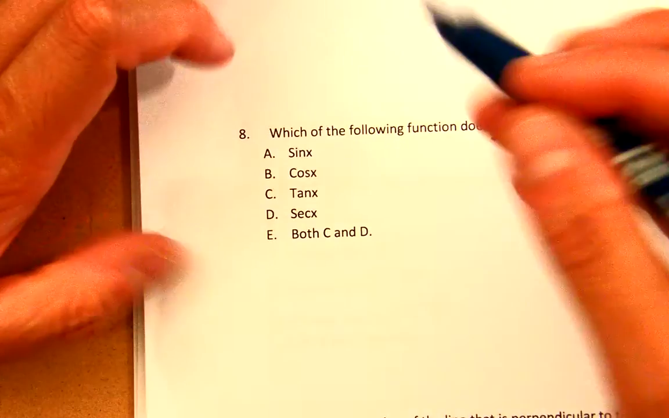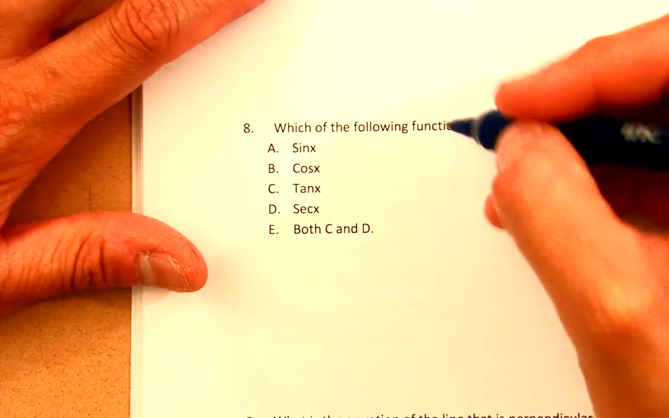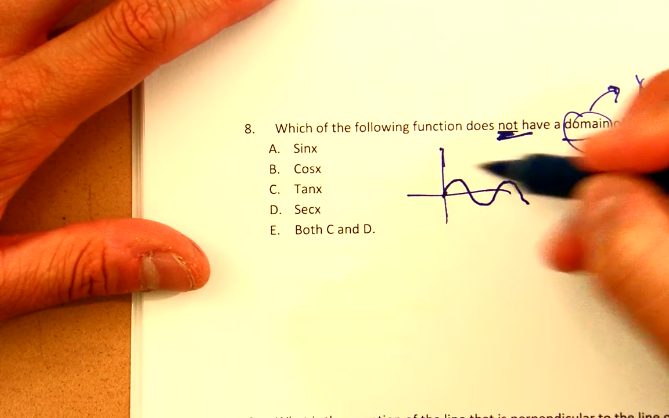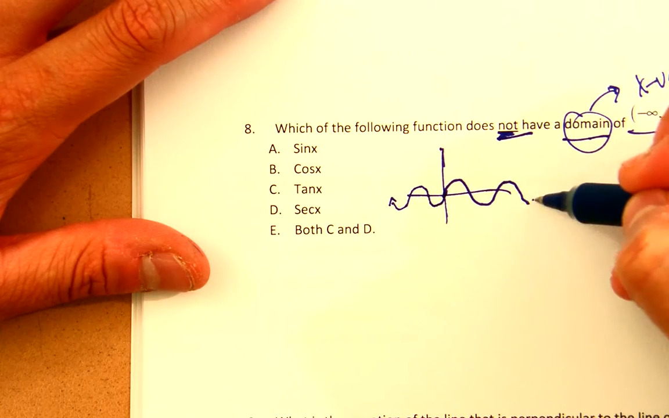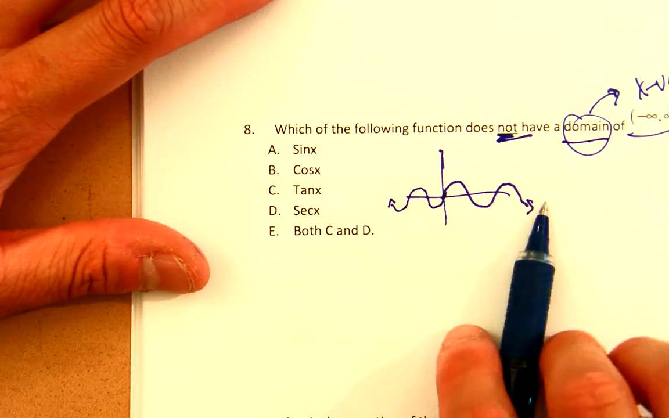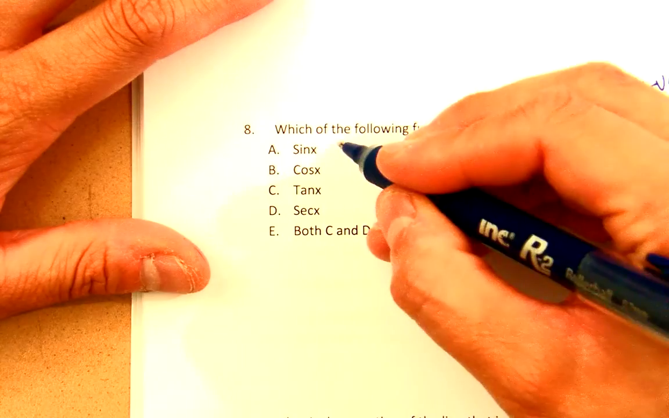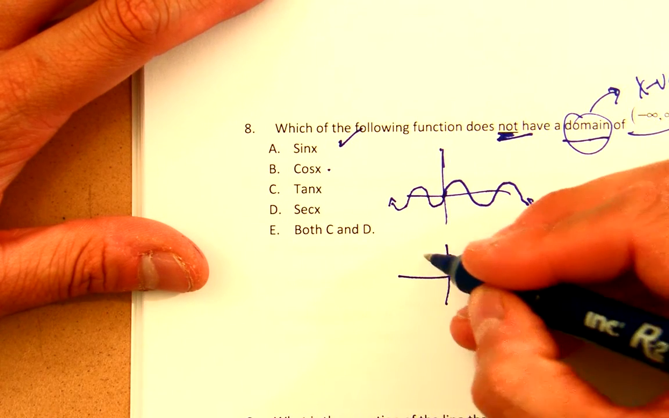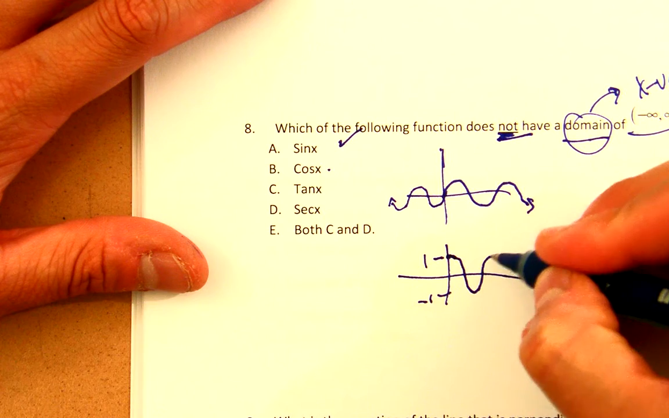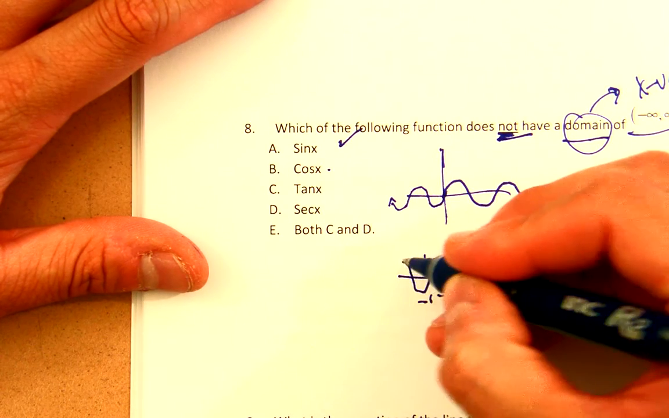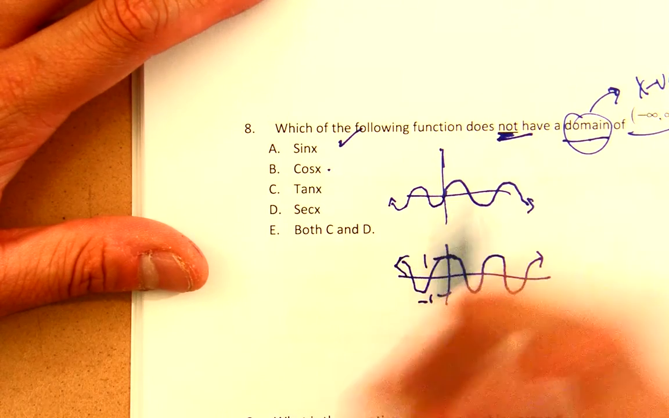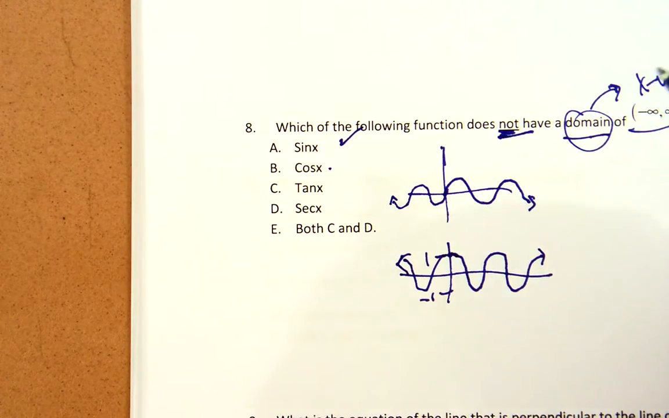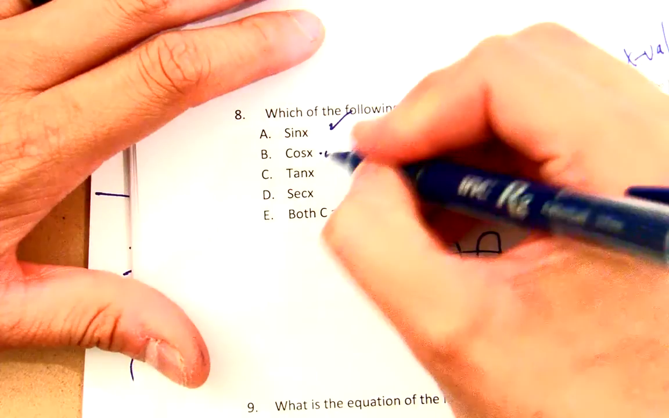The easiest thing to do is, number one, sketch each graph just to see what you have. Sine, we know, looks like this and continues to go on. So clearly, if you move from left to right, it has a domain from negative infinity to infinity. Cosine also does. Cosine starts at the top at 1, goes down to negative 1, and continues like this. So it's very similar to sine, shifted over by pi over 2. Again, the arrows indicate that from left to right there are no holes, breaks, or asymptotes, which is what we're looking for. So cosine is also safe.